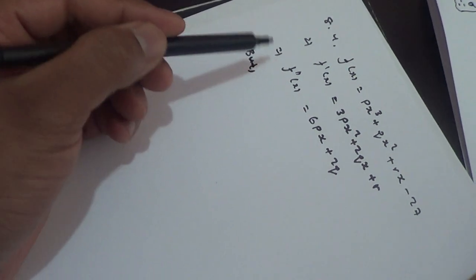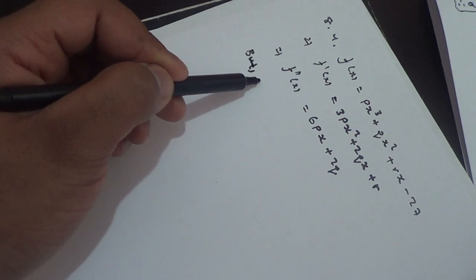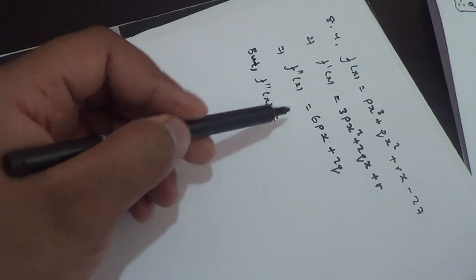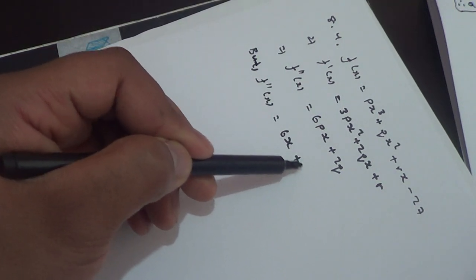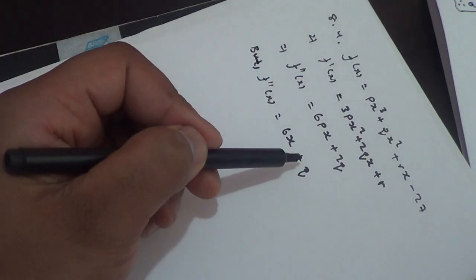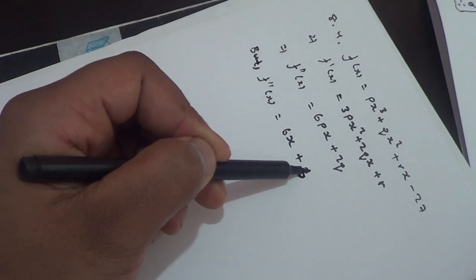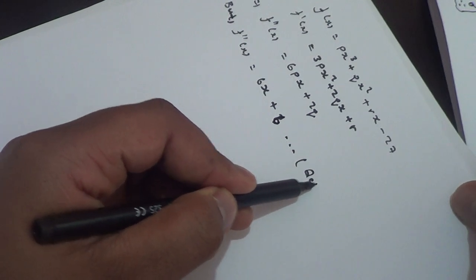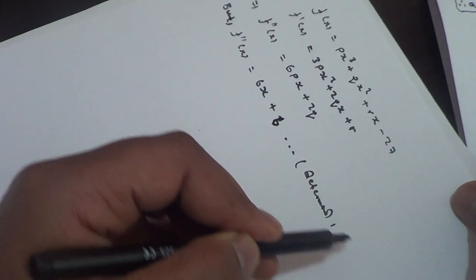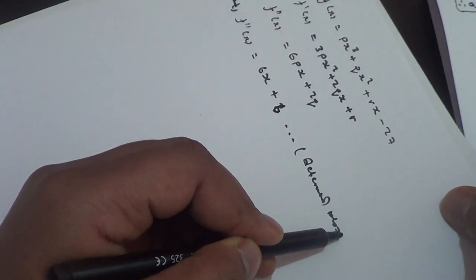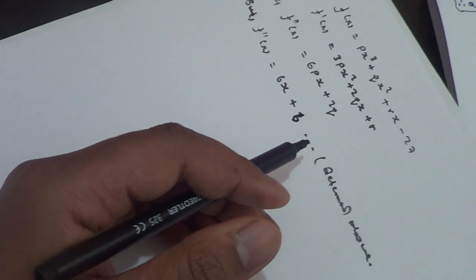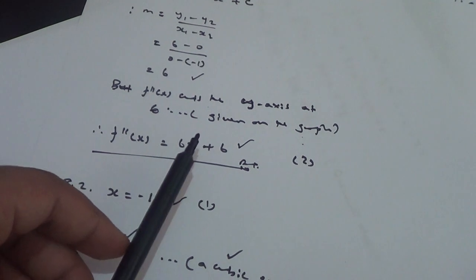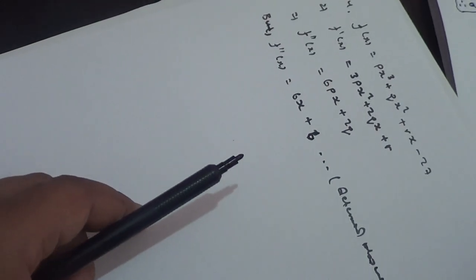Alright. Next one, we know that, but we just found out above that this second derivative is 6x plus 2q. Why do we say that? We determined above. Right? We did. We determined this one, that the second derivative function was actually this one, algebraically.